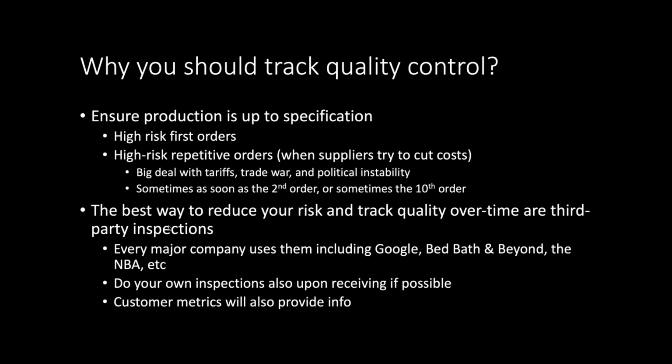Number two is repetitive orders. Especially in times of turbulence, when we're dealing with tariffs and the supplier is under a lot of pressure to cut costs, or there's a trade war, or political instability. For example, if you have suppliers in Hong Kong, repetitive orders can be risky. The tricky thing with repetitive orders is that sometimes as soon as the second order you're going to see the quality drop pretty significantly, or sometimes it's the 10th order and it just happens out of the blue. And once that order comes in, you ship it, it's sent to your customers.